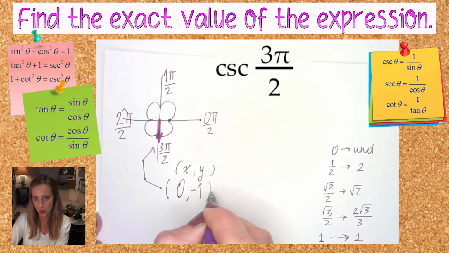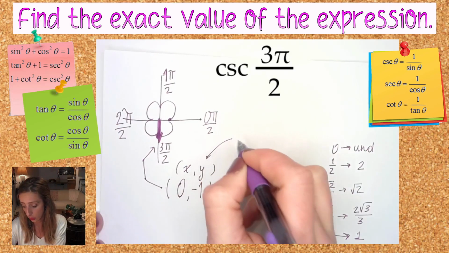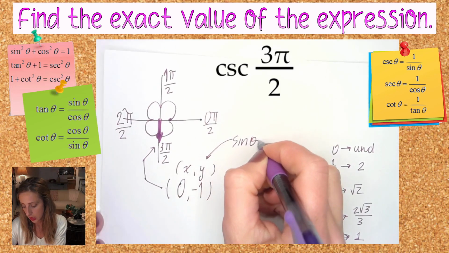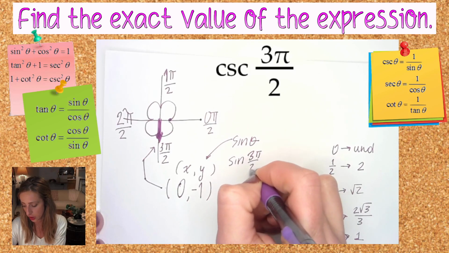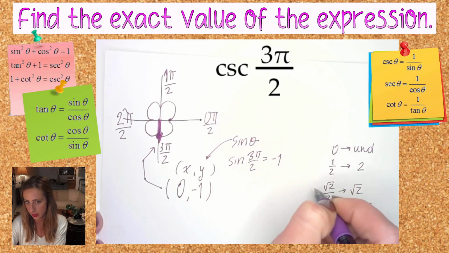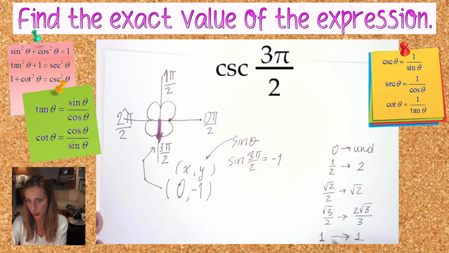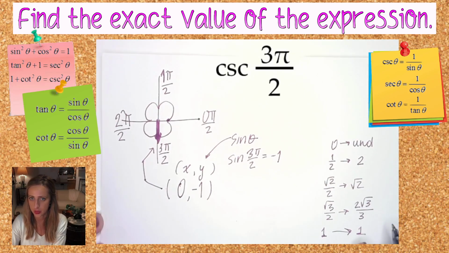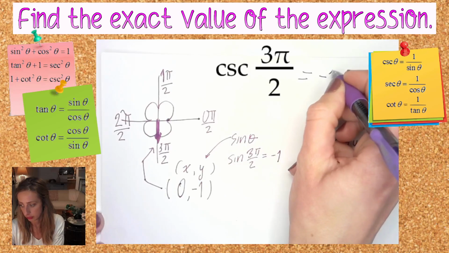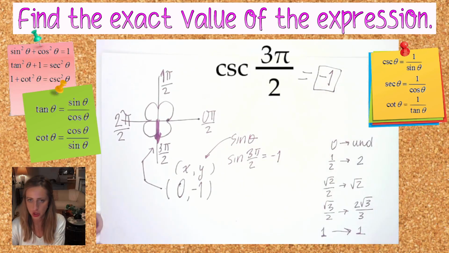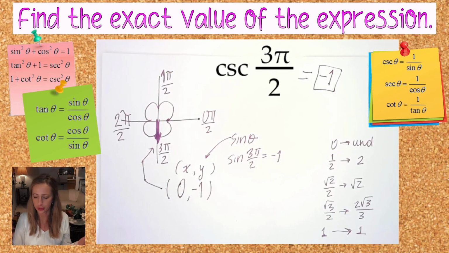So there's your x and your y. Cosecant is the reciprocal of sine. Sine is the y. So if sine of 3 pi over 2 equals -1, cosecant is the reciprocal of -1. And what is the reciprocal of -1? Well, -1. It does not change signs. It's 1 over -1. It's still -1.